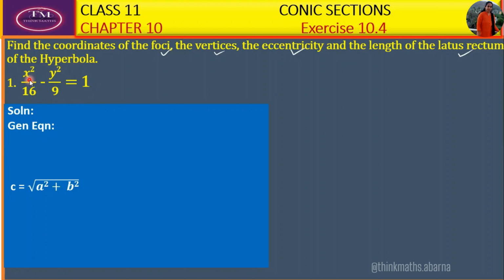Here, the first problem is x square by 16 minus y square by 9 equal to 1. We can write this as x square by 4 square minus y square by 3 square equal to 1, since 4 square is 16 and 3 square is 9. So, this equation is of the form x square by a square minus y square by b square equal to 1. If it is so, the transverse axis is the x-axis.